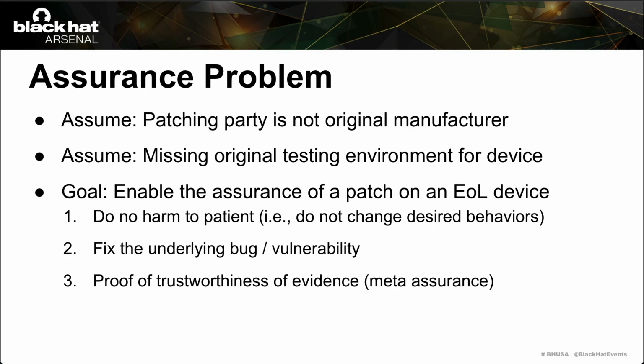With micropatch-based updates, the problem then becomes, how do we assure the changes? This is a very hard problem because the patching party is not the original manufacturer, and we have to assume that we do not have the manufacturer's testing environment. So our goal is to enable the assurance of a patch given these assumptions, and we break down assurance into 3 sub-goals. We call the first one do no harm to the patient. Really, this means do not change desired behaviors. Number 2 is fix the underlying bug or vulnerability. And number 3 is prove the trustworthiness of the evidence. We also call this meta assurance.